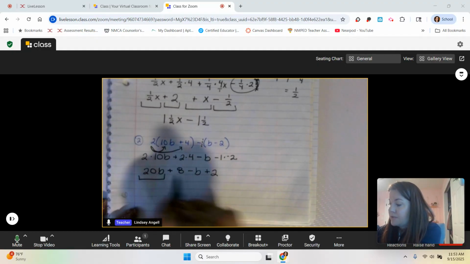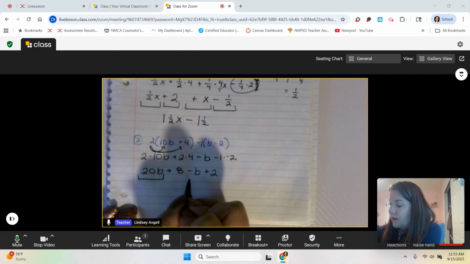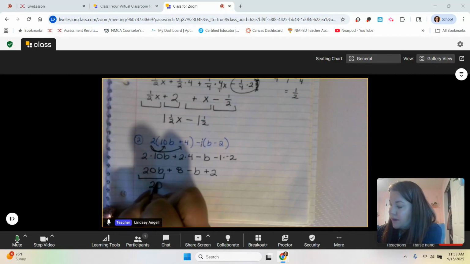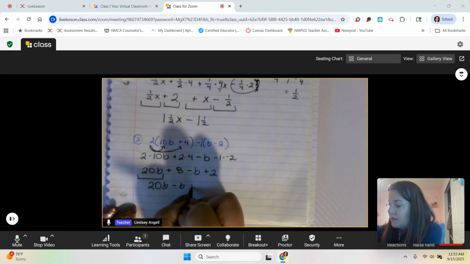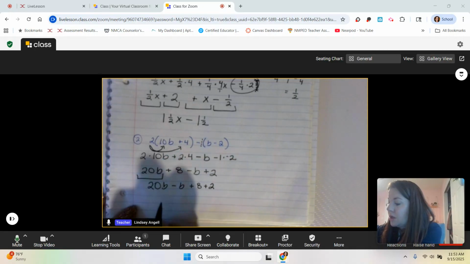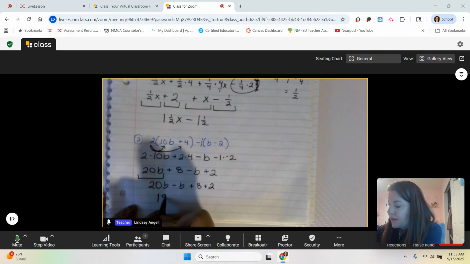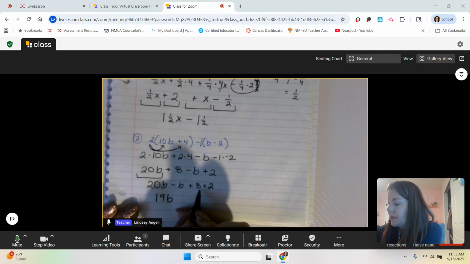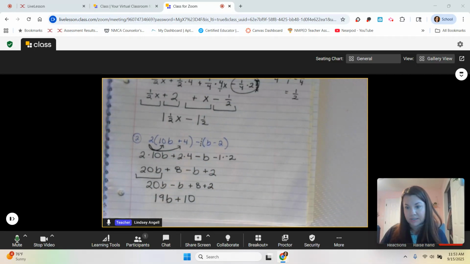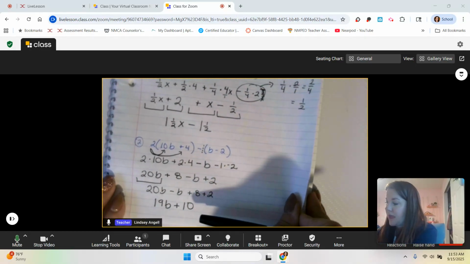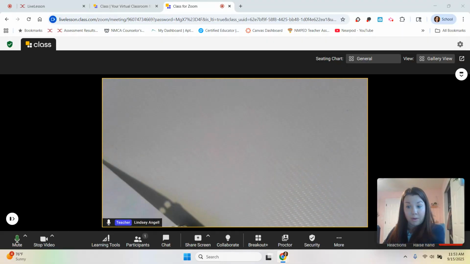And now I can combine like terms. I have 20b, or you can use the commutative property and move them around. We could say 20b minus b plus 8 plus 2. Well, if I do that, 20b minus 1b, if I have 20 and I take 1 away, I'm left with 19 b's, and then plus 8 plus 2, that would be plus 10. And that would be your final answer. So we've got to understand those properties so that we can know what we're doing.